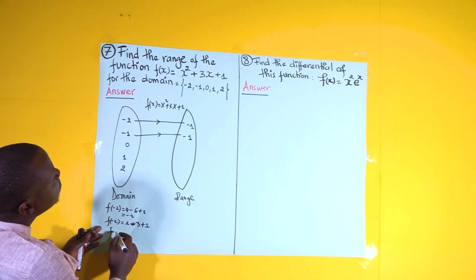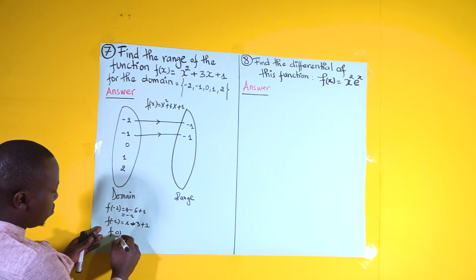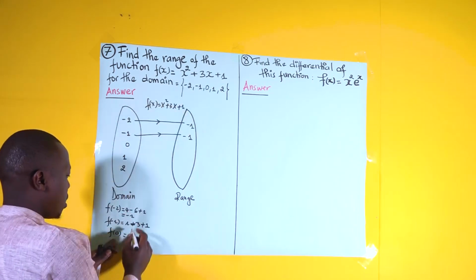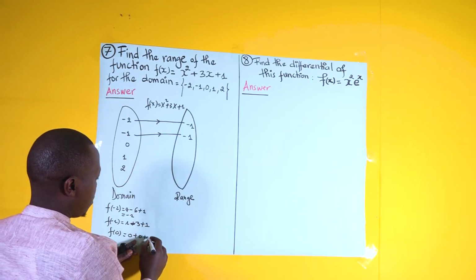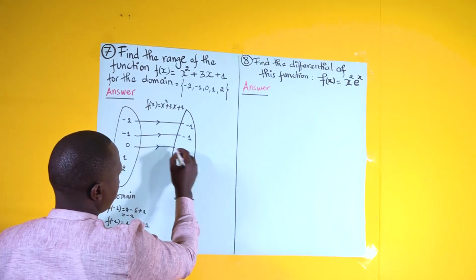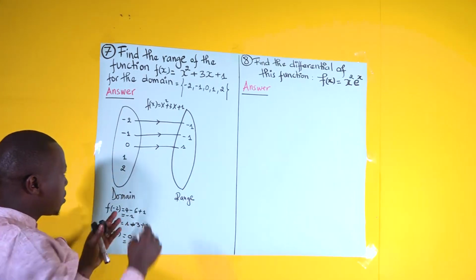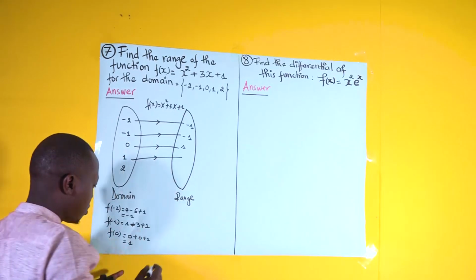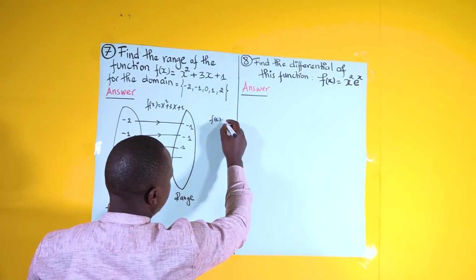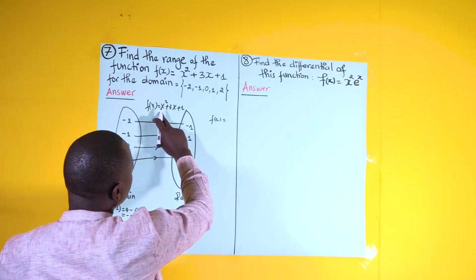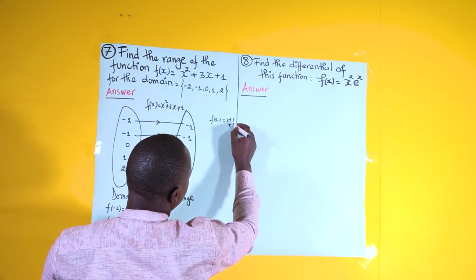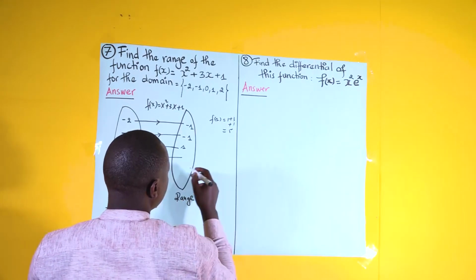f of 0. So when you substitute 0 here, it is 0, 0 again, plus 0, and then plus 1. So the answer here is 1. Right? When you substitute 1 in that function, it will give us what? f of 1. This is 1. This is 3. 1 plus 3 plus 1 again. So the answer here is 5.